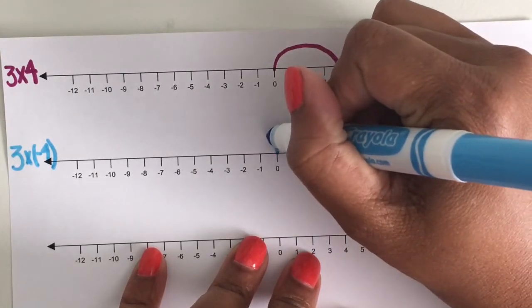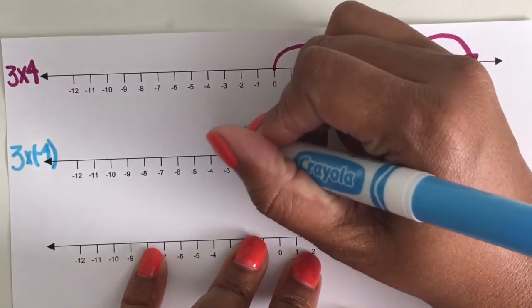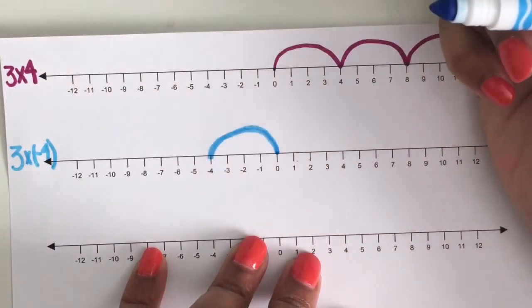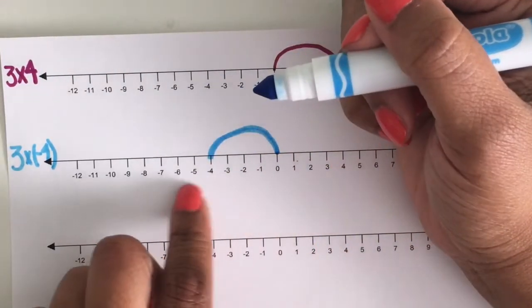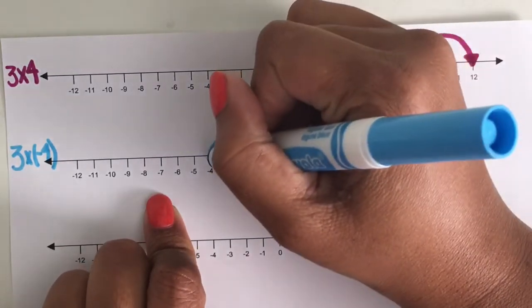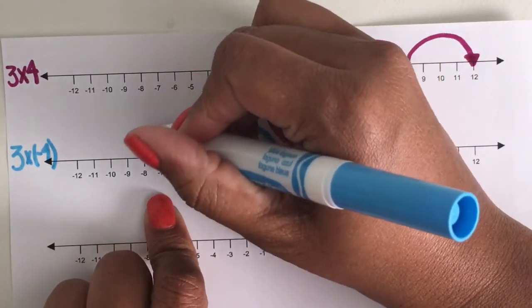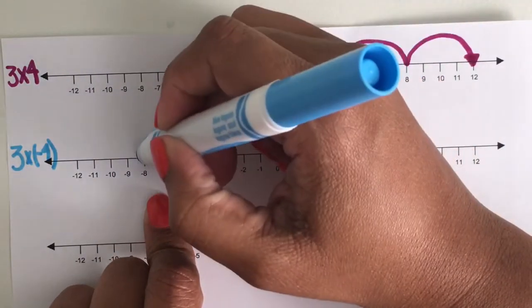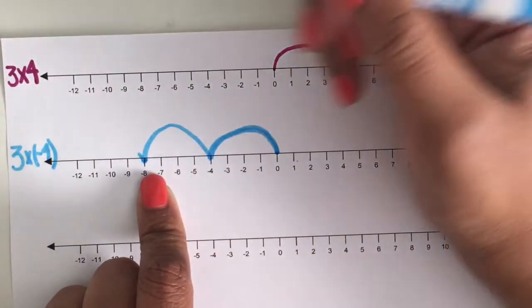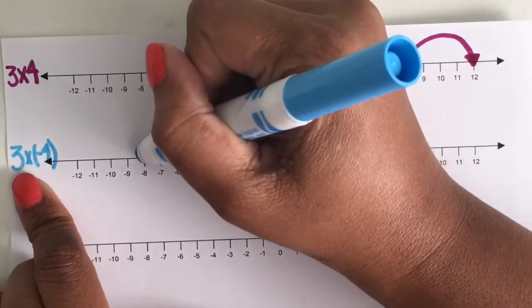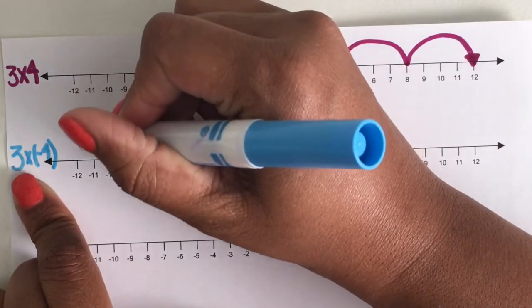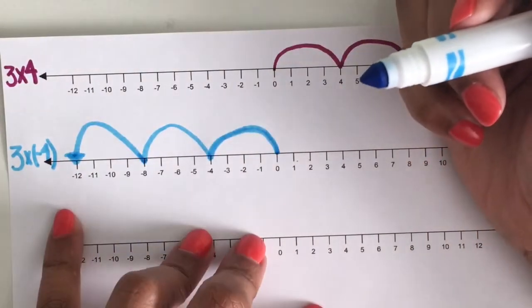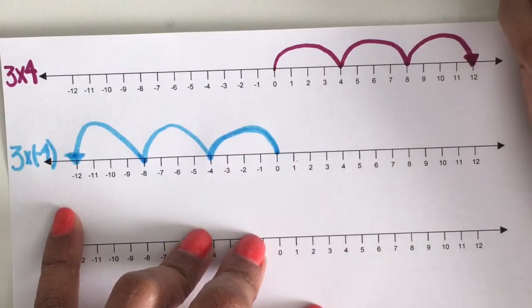I'm going to hop to the negative 4. That's one group of negative 4. Well, I'm going to keep going that same way. Another group of negative 4, because negative 4 plus negative 4 gives me negative 8. And I'm going to do it one more time, 3 times. And that's going to take me to negative 12. That's 3 groups of negative 4.